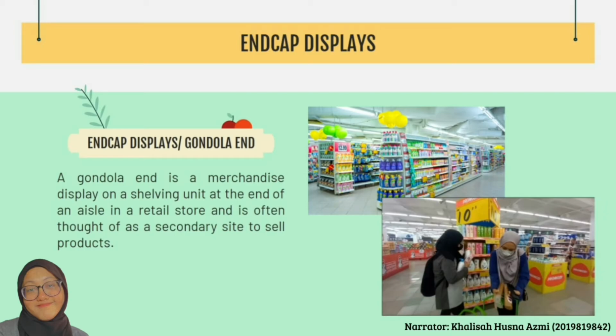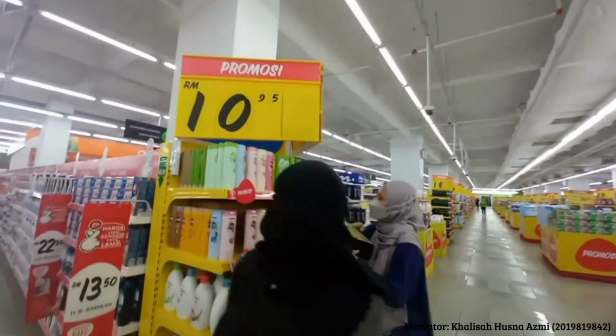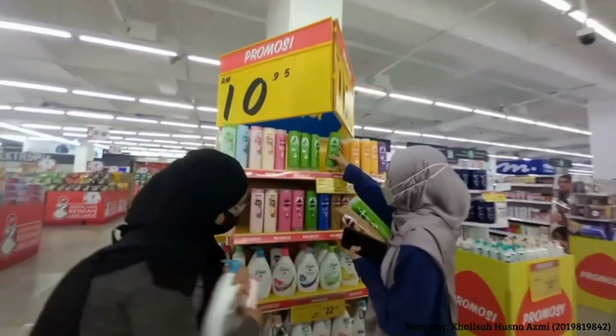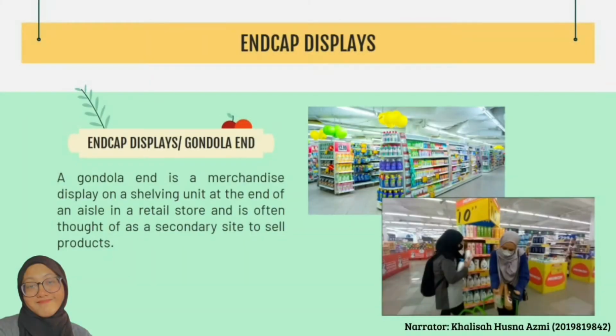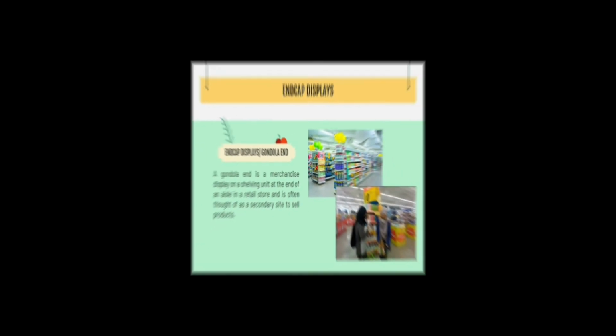Next golden spot that we found in the giant hypermarket is end cap displays, or we call it gondola end. A gondola end is a merchandise display on a shelving unit at the end of an aisle in a retail store, and is often thought of as a secondary site to sell products. The gondola end is used for temporary product placement during a promotional period, or product manufacturers often pay for prominent end cap placement to advertise new or popular or on sale products.